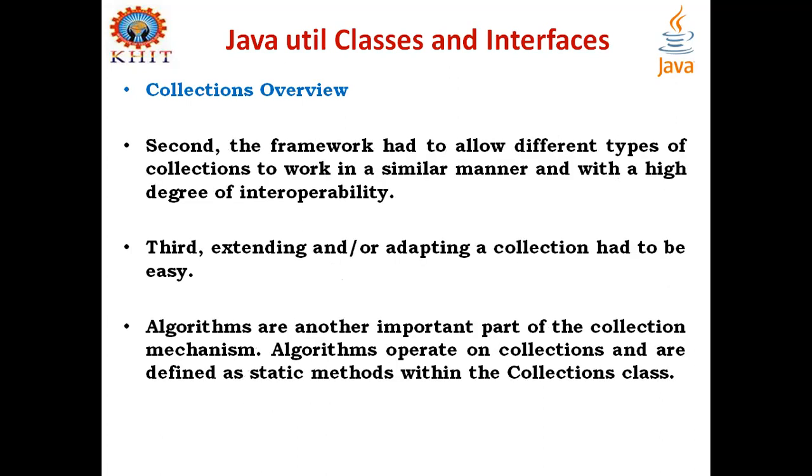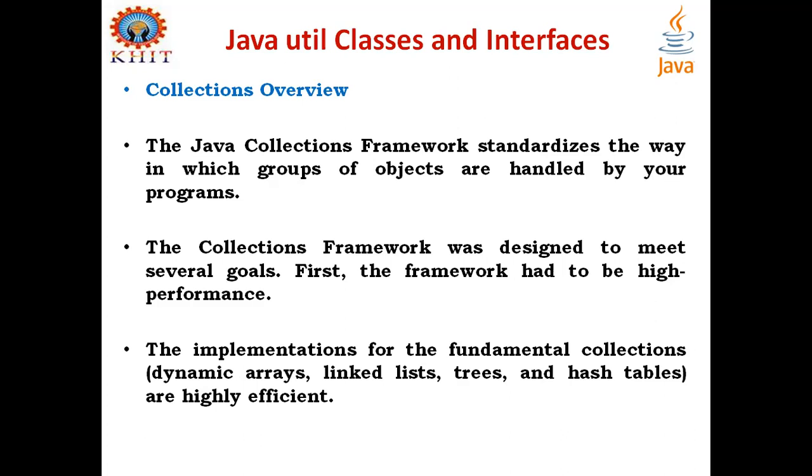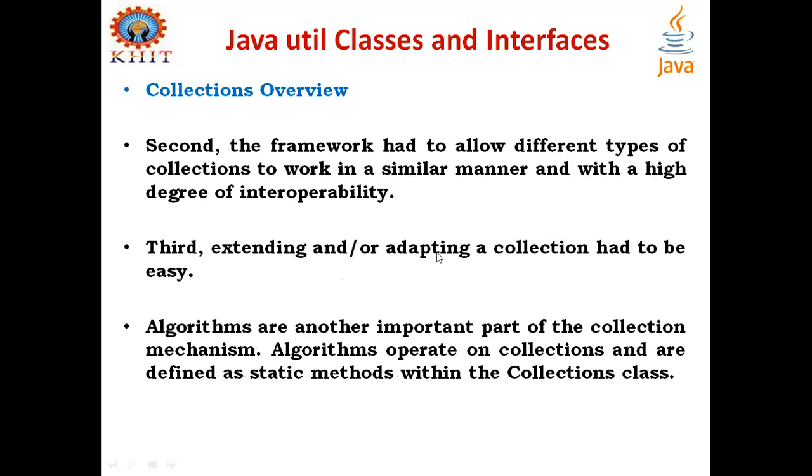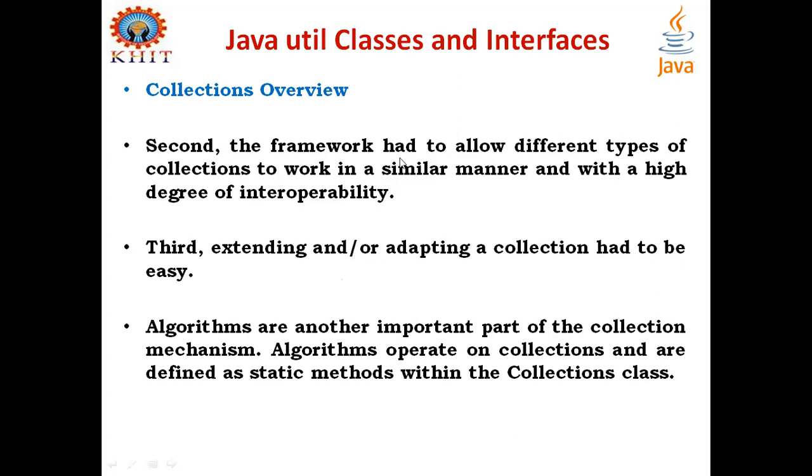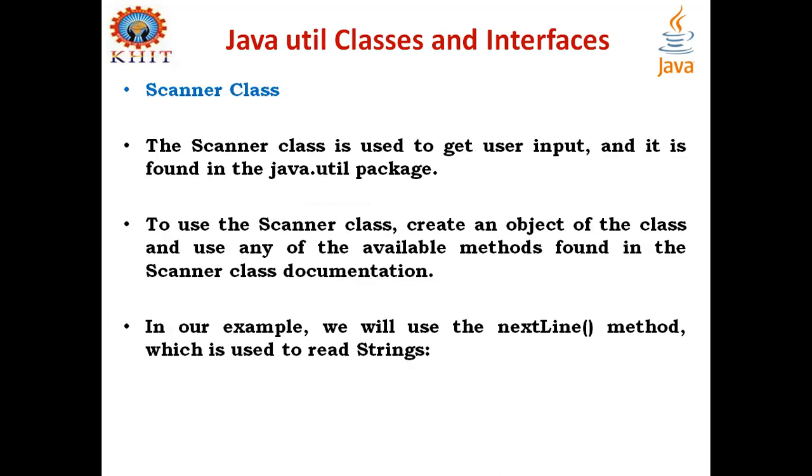So here it is the concept. We have three types of users. The first one is that the framework has to be high performance, and the second one is that the framework has to allow different types of collections to work in a similar manner with a high degree of interoperability. So compatibility should always be taken into account in this collection framework. And the third one is that it should allow you to extend or adapt a collection easily, for organizing some group of objects in your programs generally.